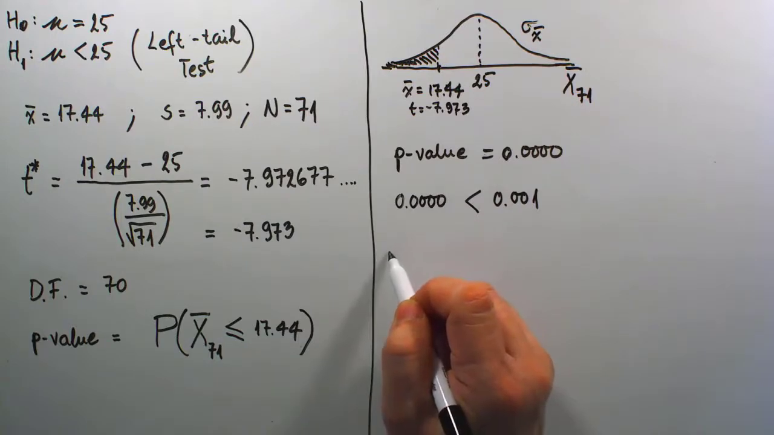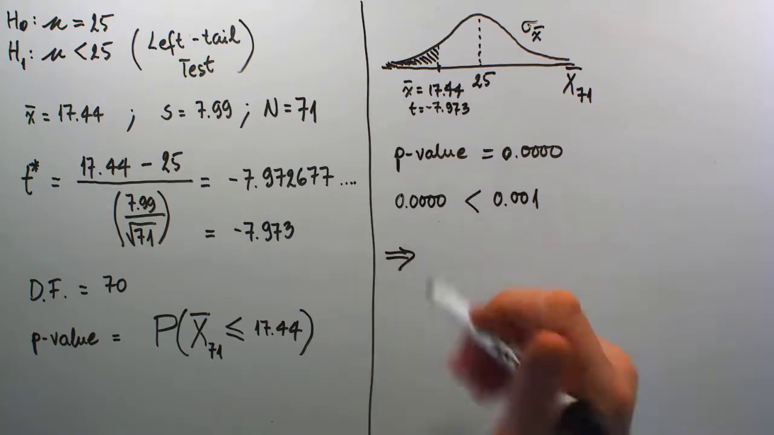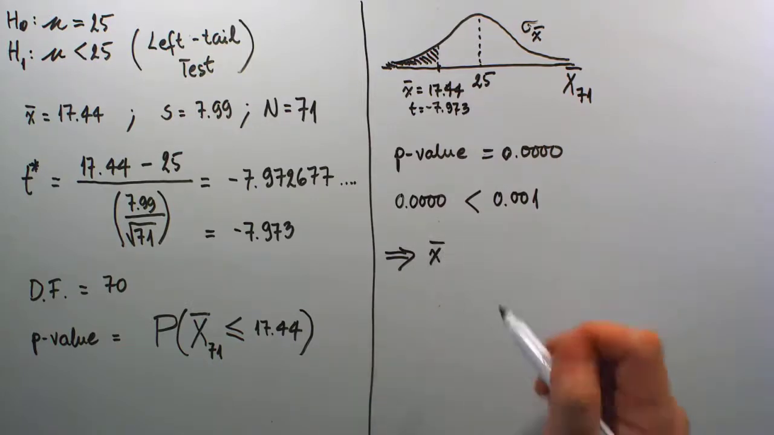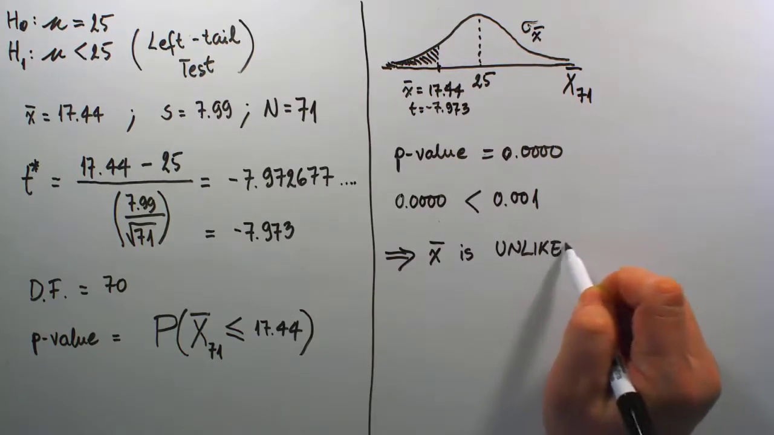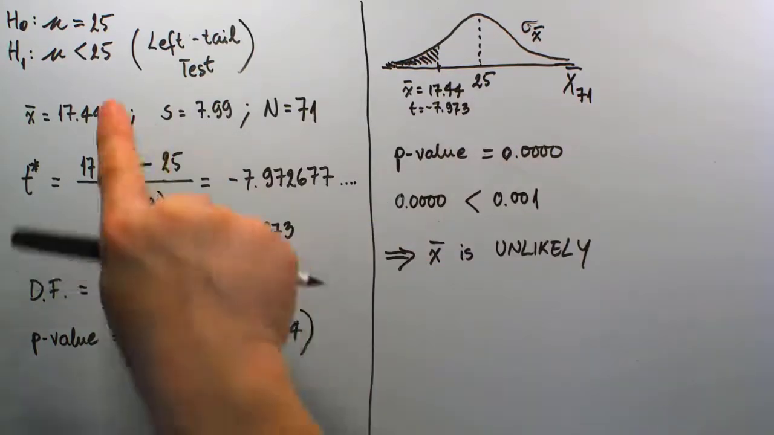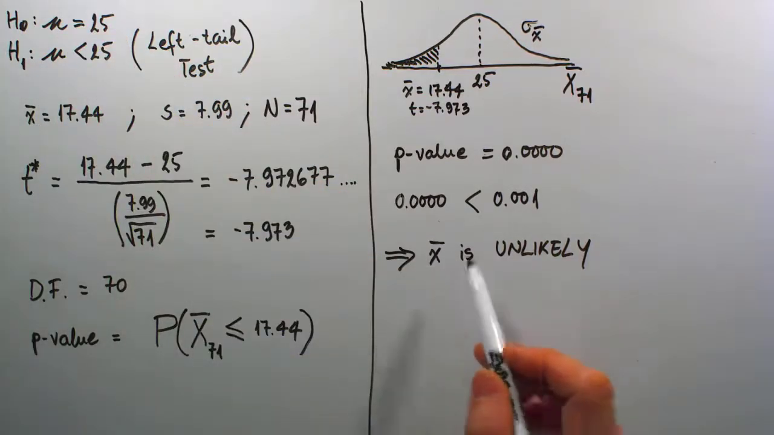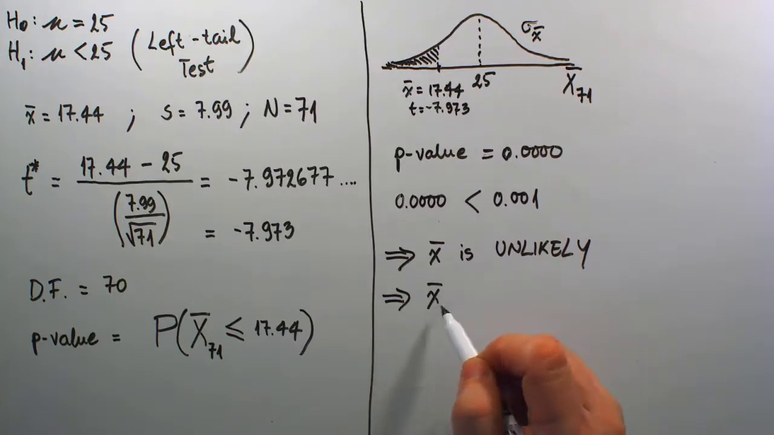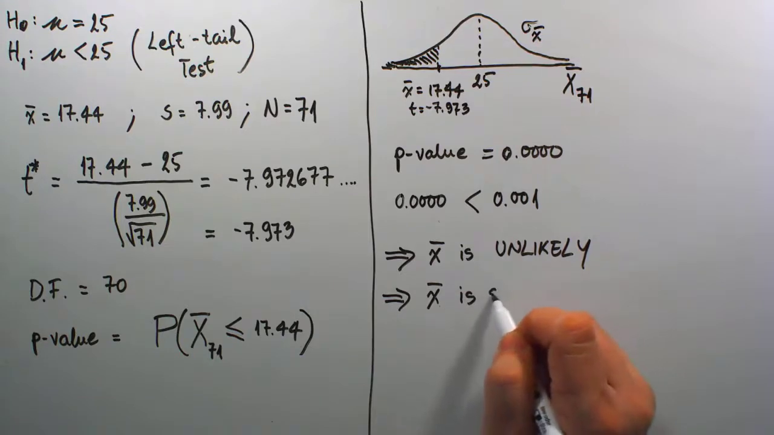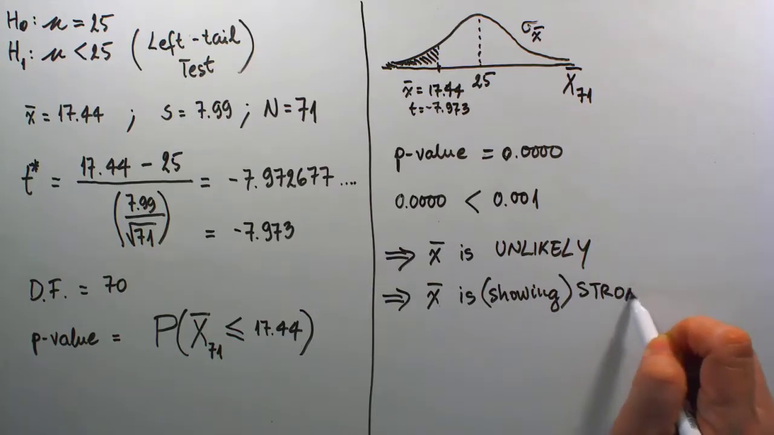So that now indicates, as an interpretation, that anytime the p-value is less than the significance level, it means that our sample, x bar being 17.44, is unlikely. If we accept the null hypothesis saying that mu is 25, then it's unlikely to have a sample like what we have here. And being unlikely is what makes the sample itself show strong evidence. Or for short, I would just say x bar is strong evidence. The word showing here is just optional, but it's strong evidence.